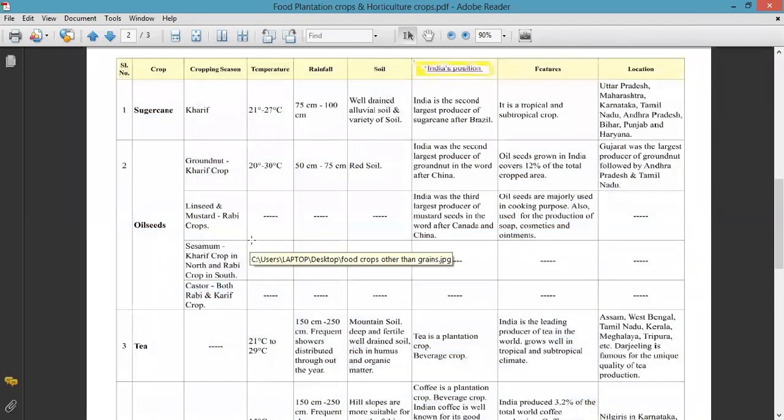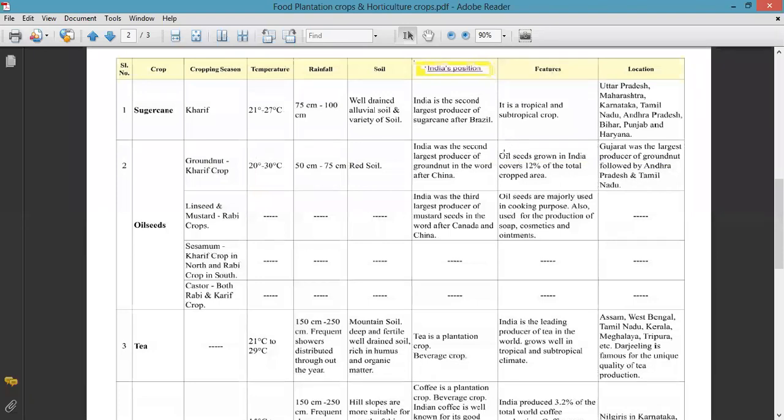For your understanding, I'm saying. Okay, first about groundnut. It's a kharif crop, suitable temperature 20 to 30 degrees Celsius. Rainfall is less, just 50 to 75 centimeter. Suitable soil, red soil. Regarding India's position, India is the second largest producer of groundnut in the world after China. So the largest producer of groundnut in the world is China.